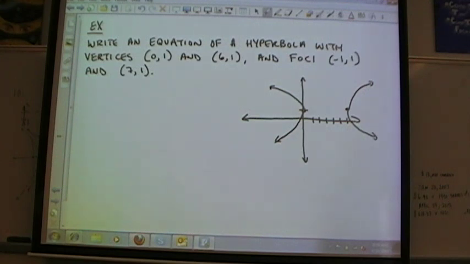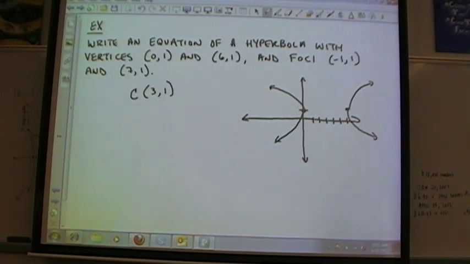So based on where the vertices are, somebody tell me where the center is. It looks like it's at 3, 1. Because the distance is 0 to 6, so half of that would be 0 to 3. So the center is 3, 1.